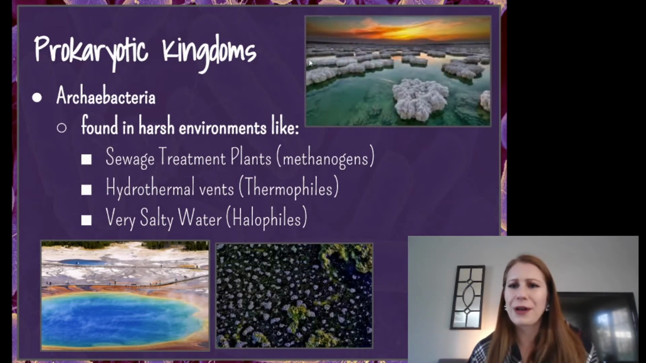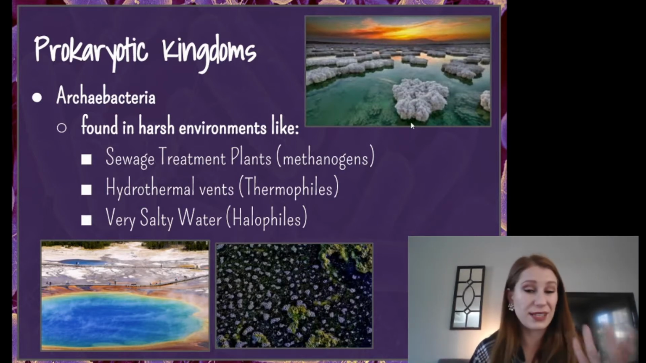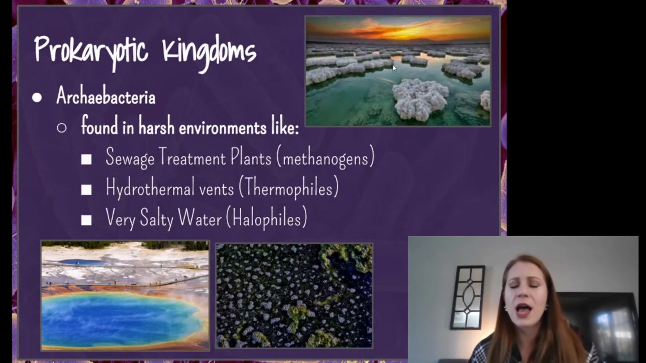And then up here, we've got our halophiles. You can see here that this water is salty because you can see salt deposits all around whatever this is. It might be a rock, but whatever it is has a lot of salt that's been deposited there. And bacteria can live in places like this where fish can't, where other organisms just can't survive.